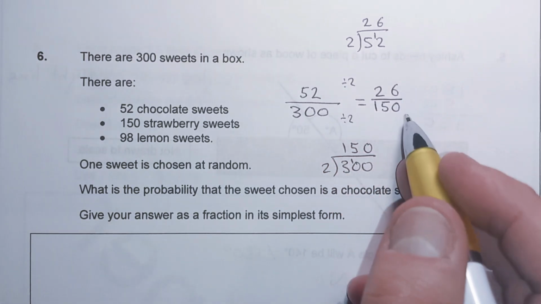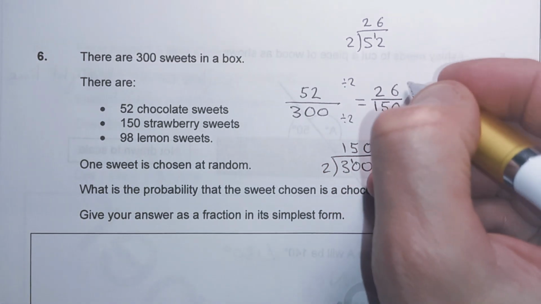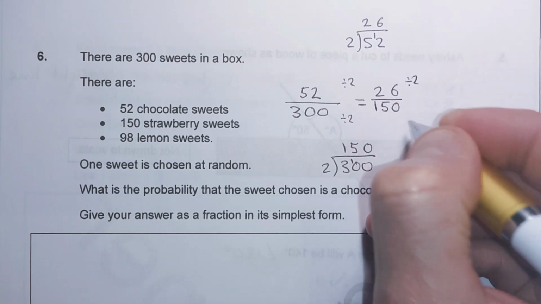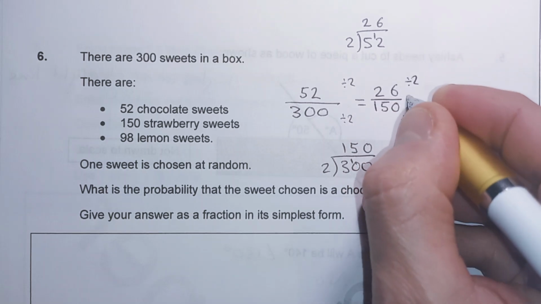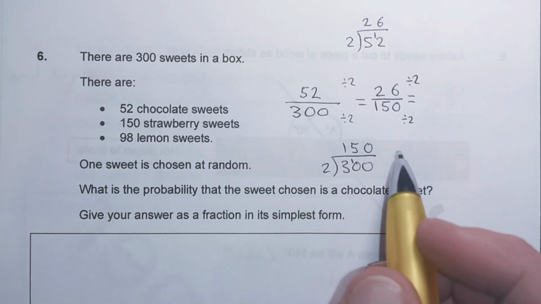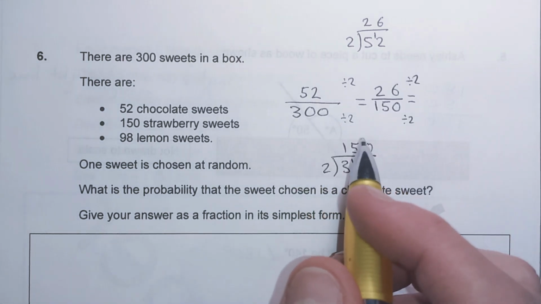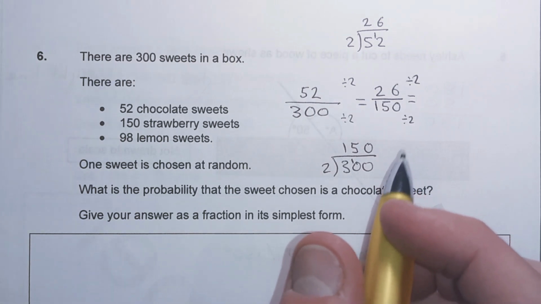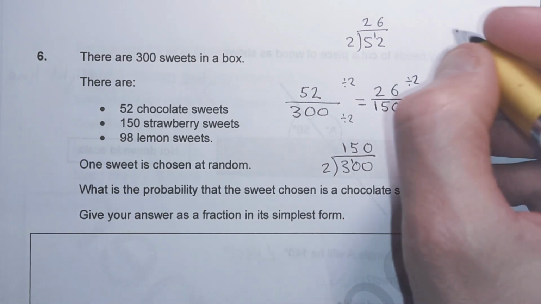Now they're still both even numbers, so we can divide them both by 2 again. Now if you see a larger common factor, you can do that all in one go, that's absolutely fine. But I think with something like this, often just keep dividing by 2 if they're both even, and you'll get down to more manageable numbers.